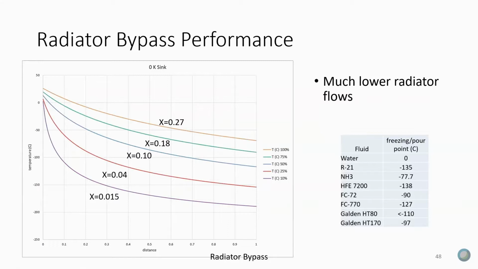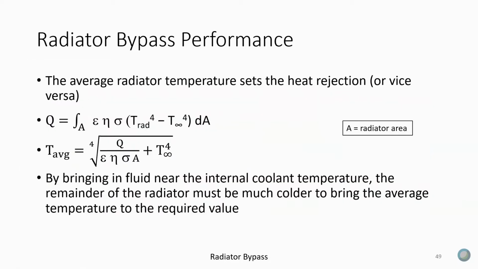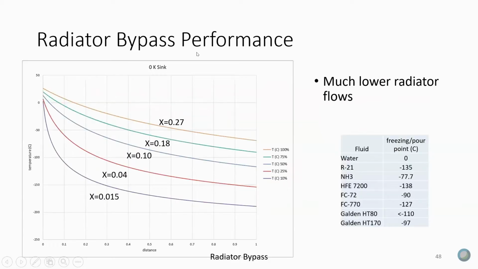And this is just what happens when you get to a 0 Kelvin sink, is that the nonlinearity of a radiator bypass drives you to getting very, very cold radiator temperatures at lower heat loads. So you've got to be aware of it.